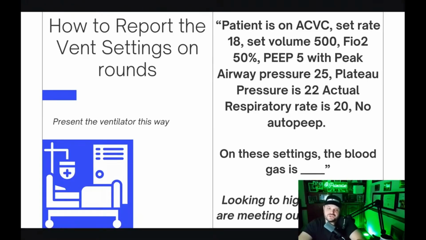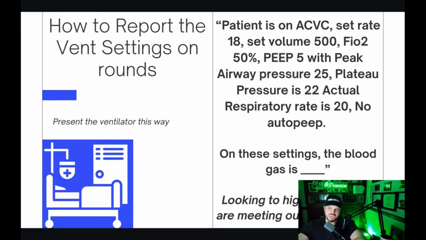So the patient's on ACVC, the set rate's 18, the volume is 500, the FiO2 is 50%, the PEEP is 5. With those settings, we're getting a peak airway pressure of 25, a plateau pressure of 22. The actual respiratory rate is 20. And there's no auto PEEP. Giving the actual respiratory rate is important because if you say they're on ACVC, the rate is 15, but you don't tell me the actual rate, and I look at the vent and the actual rate's 40, that's a big difference, right? That's something we need to address.